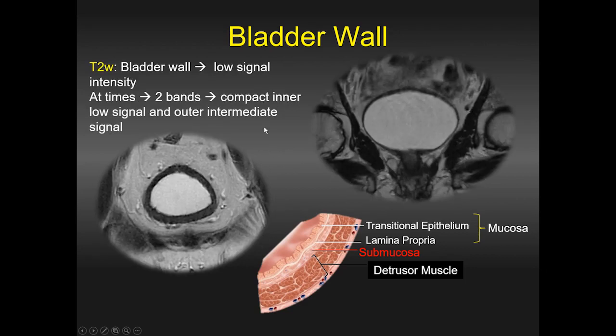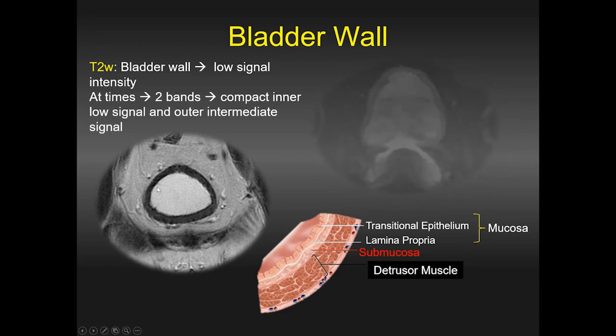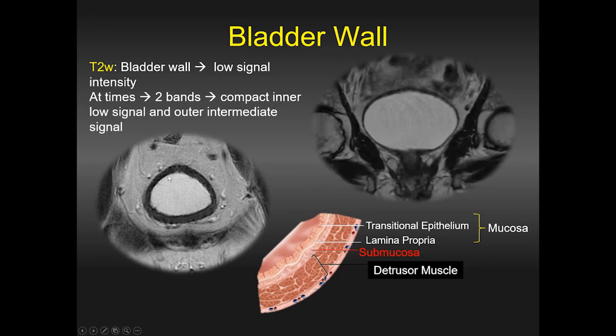On T2 weighted images, the urine is bright, and there is a stark contrast between the urine and the bladder wall, which essentially is comprised of the detrusor muscle as we see on MR. There are times when on MR you can see two distinct layers. So in this particular case, you can actually see an inner compact layer, which is a little bit darker compared to the larger, thicker part, which is less dark.